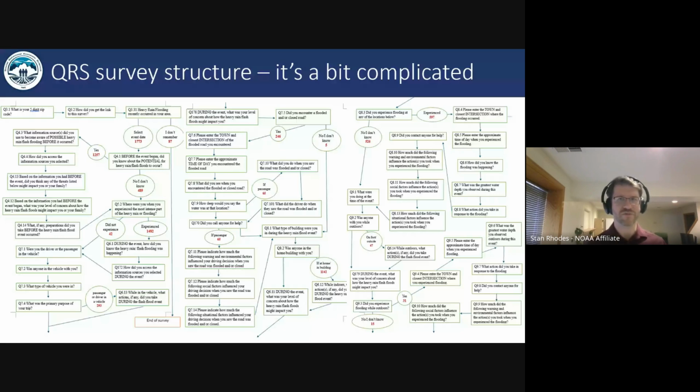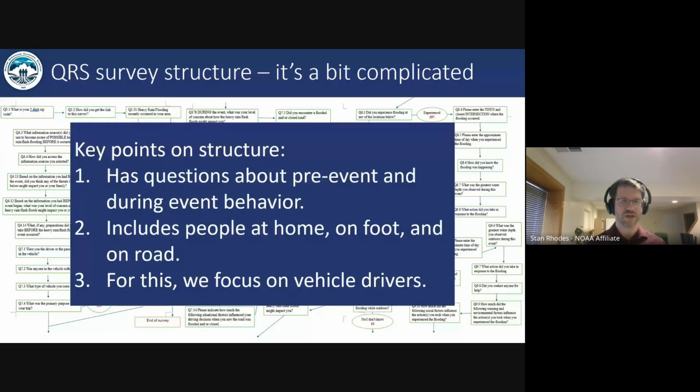The structure itself is a bit complicated. I'm not going to go over it, but there's a bunch of branching logic to the survey itself. The big takeaways on the structure are the following. One, it has questions about pre-event and during-event behavior. That's really important for us to know. It includes people at home, on foot, and on the road. We're going to focus on the vehicle drivers for the most part, but it does include some additional information about these other people. And of course, people at home and people on foot do sometimes die in floods, so this is still really good information. But again, we're focusing on the vehicle drivers.